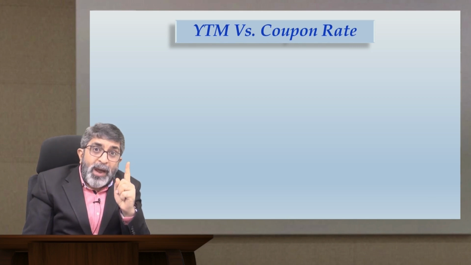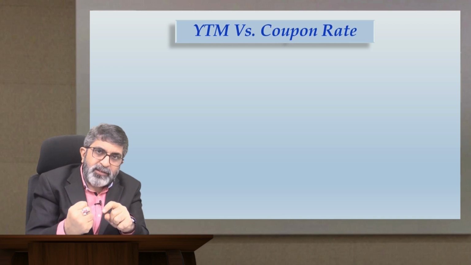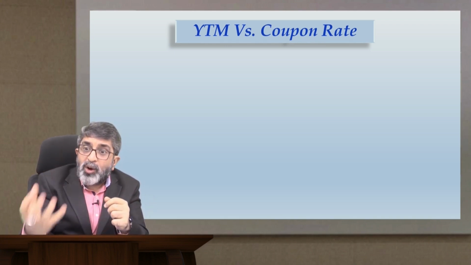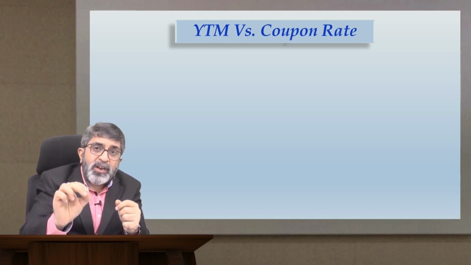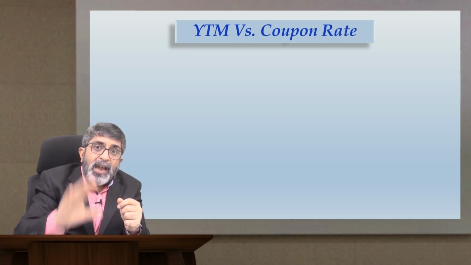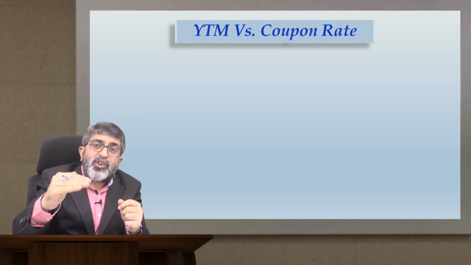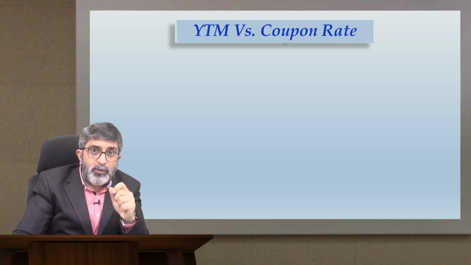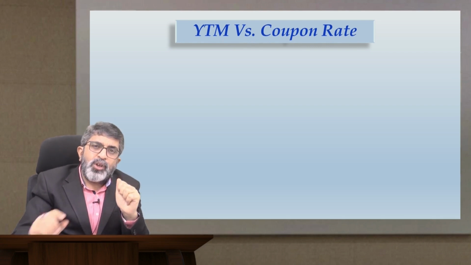So when YTM is greater than the coupon rate, what signal do you get? That the bond's yield is greater than the coupon rate that it is promising. And what would happen in that case? The bond is traded at a price lower than its par value. I repeat, the bond is traded at a price lower than its par value.